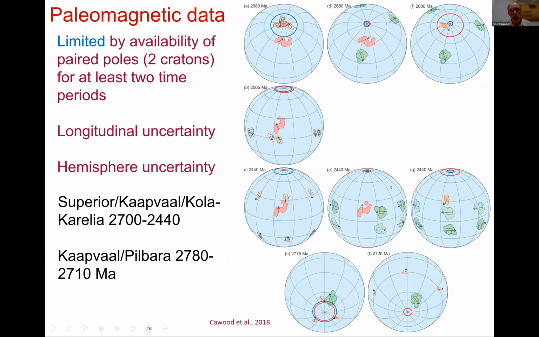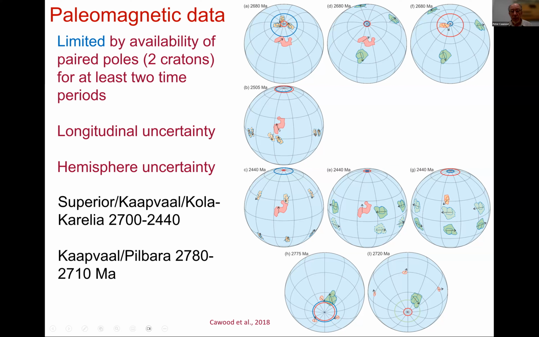The final bit of data I want to talk about in terms of compilations is perhaps the gold standard in terms of the modern Earth: the Phanerozoic paleomagnetic data to demonstrate lateral motion of the lithosphere. As we go backwards in time, of course, that becomes a real problem, mainly because the Curie point of magnetite is often surpassed in metamorphic conditions on the early Earth. So we have limited amounts of data. We also have the issue that we have longitudinal uncertainty with this data, as well as hemispherical uncertainty.